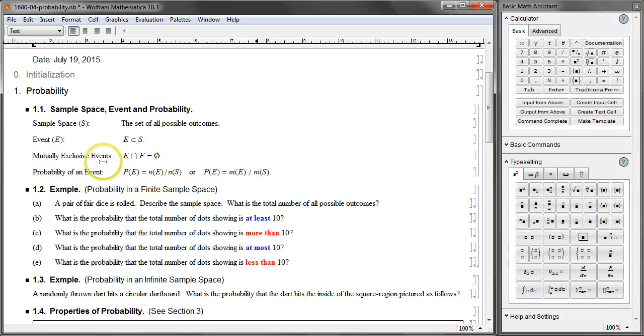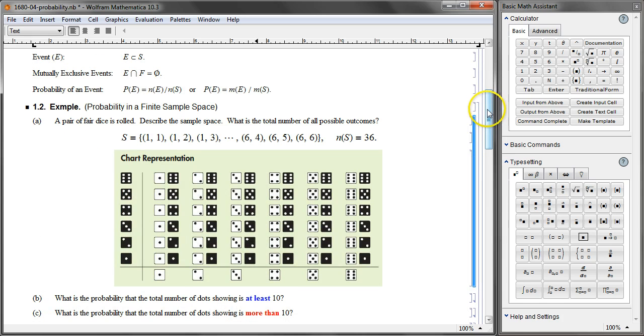What is the probability of an event? If my sample space is finite, we simply take the ratio of the number of elements of the event over the total number. Now, if you have infinitely many elements in a sample space, you can't count them all. In that case, you'll have to use some kind of measurement. We're going to talk about it in terms of an example. And the first example goes like this.